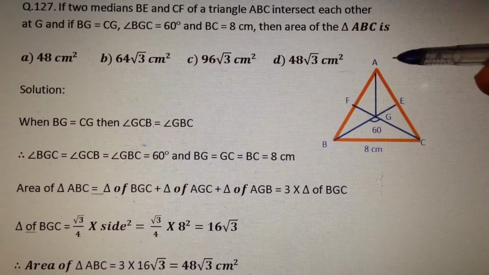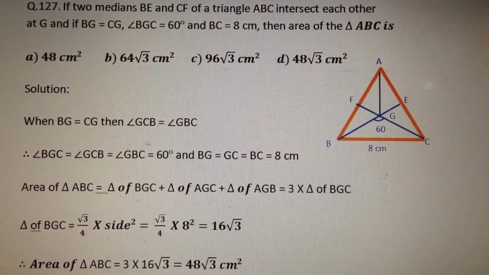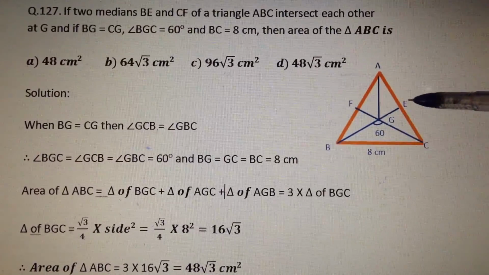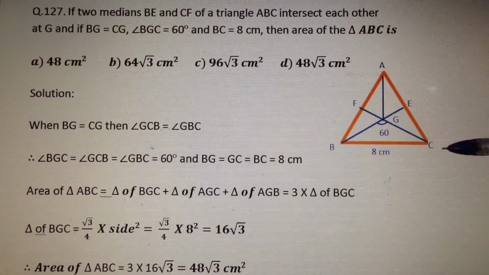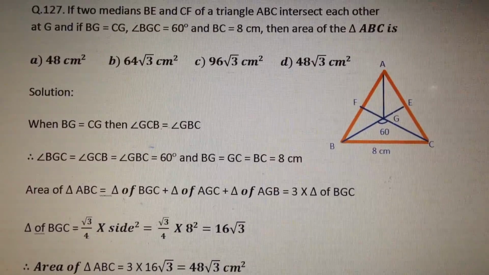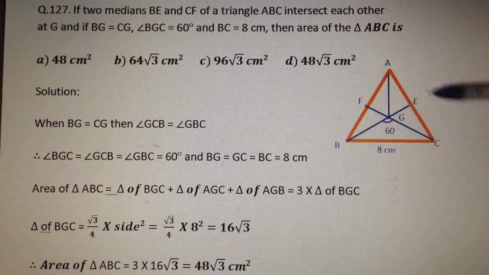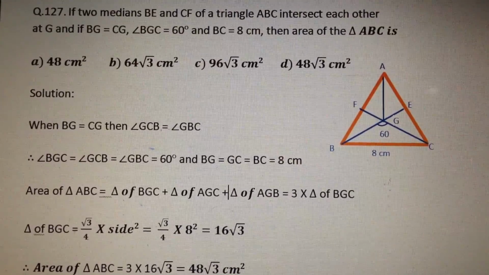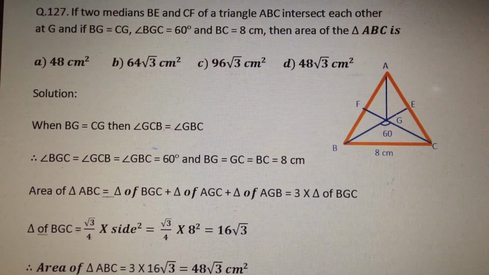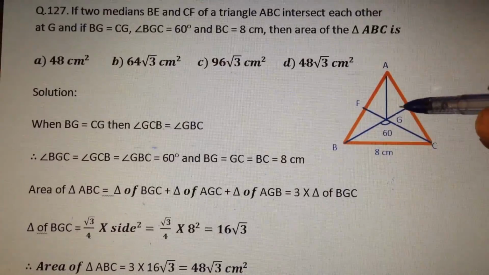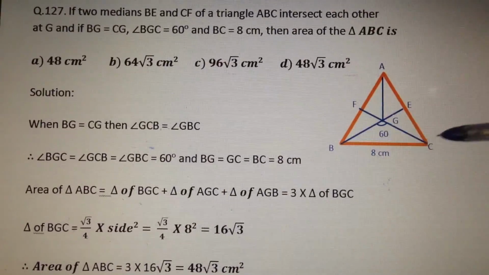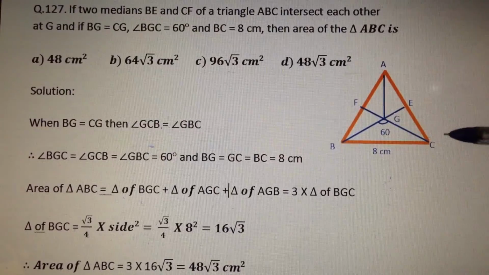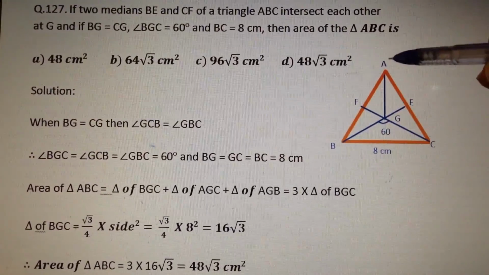This is the diagram. This is the triangle ABC and these are the medians. BE is the median and CF is another median. Both are intersecting at the point G. So G is the centroid of the triangle, which divides the total triangle into three equal triangles, that is BGC, CGA and AGB.